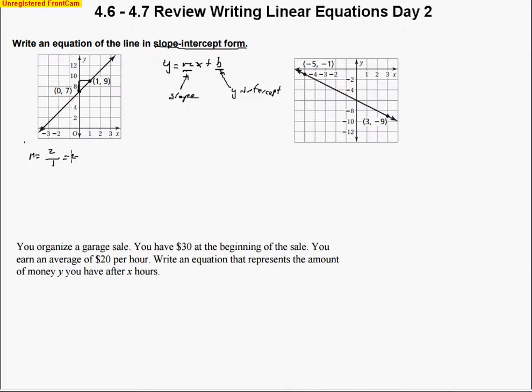And you can see that from the points that they give you. See, from 7 to 9 is 2 spaces. From 0 to 1 is 1 space. So 2 to 1 is the slope, or 2. Now I just need to find out what the y-intercept is. And I'm looking at this point right here, where it crosses the y-axis. So that is the y-intercept. And so I see it crosses at positive 7. So I can write the answer as y equals 2x plus 7.